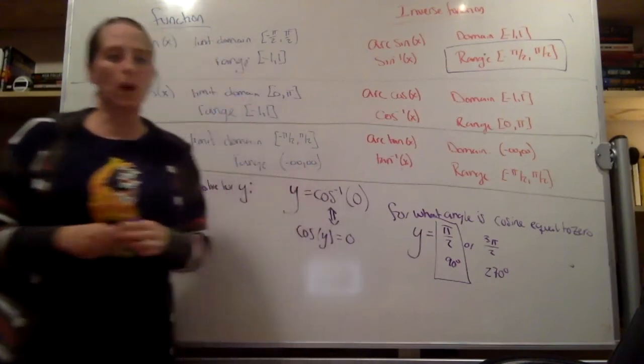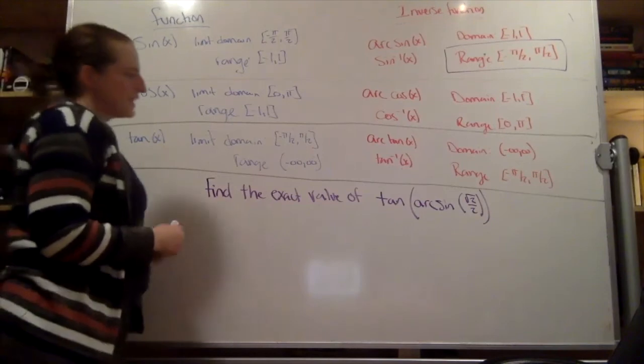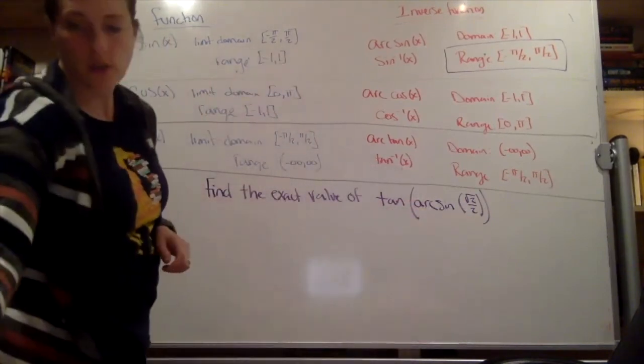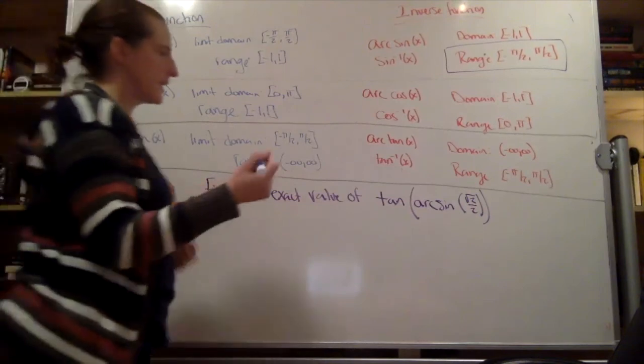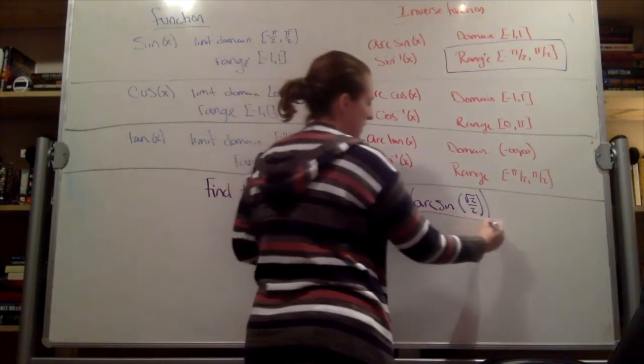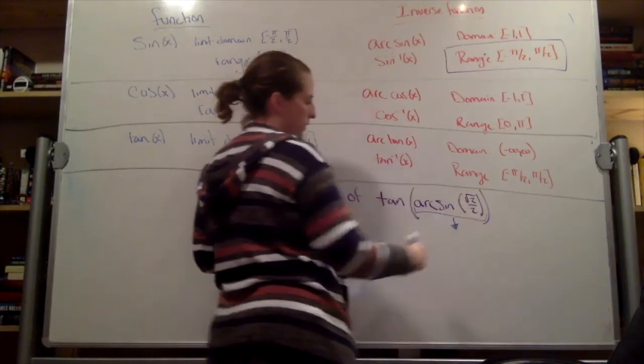Let's look at one more example. Find the exact value of tangent of arcsine of square root of 2 over 2. Don't worry, we're just going to work our way from the inside out. Remember, when we're dealing with parentheses, we start from the inside and work our way out. So let's start by figuring out what arcsine of square root of 2 over 2 is.